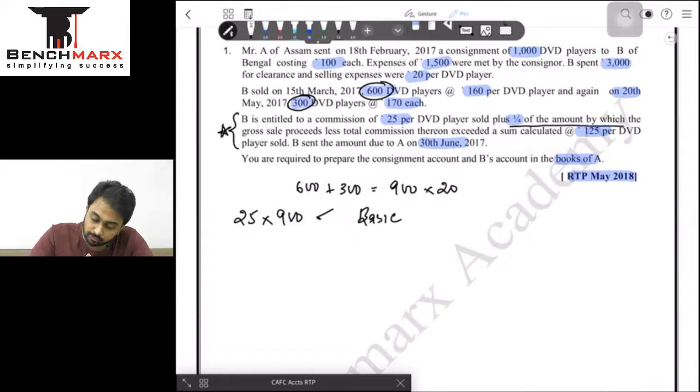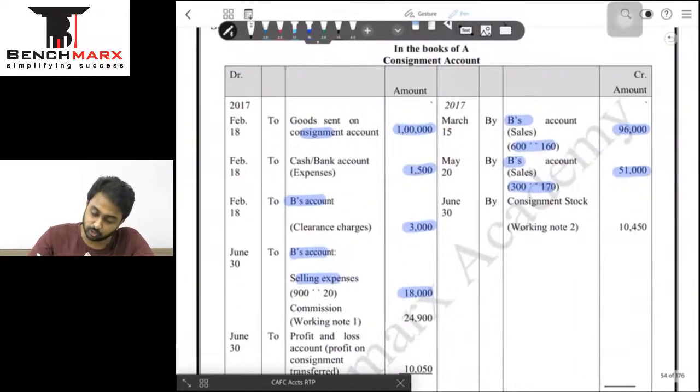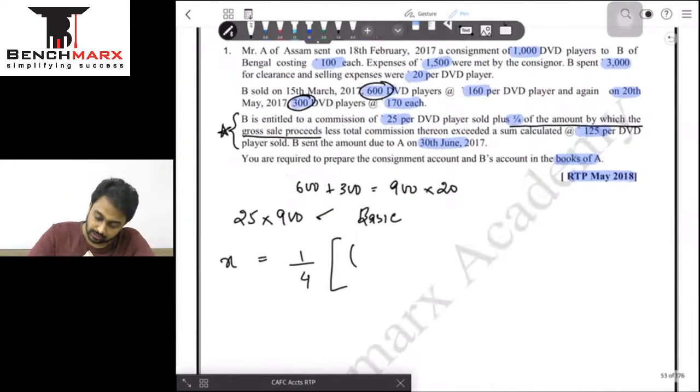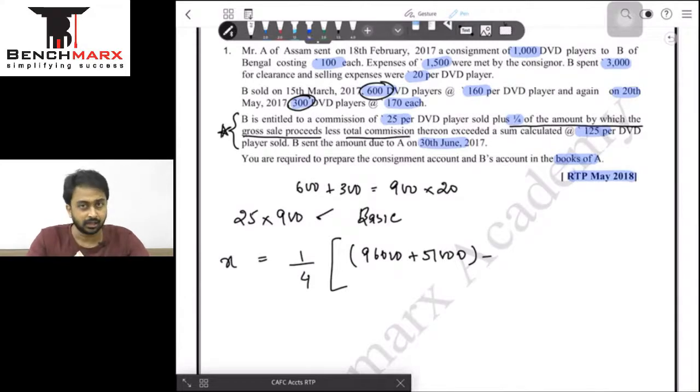1/4 of the amount by which the gross sale proceeds. That means let commission be X. His commission is 1/4 of the amount by which the gross sale proceeds, which appear to be 96,000 and 51,000, so 96,000 plus 51,000, exceeds total commission. Total commission we have assumed to be X, this one. So I'll again subtract X.